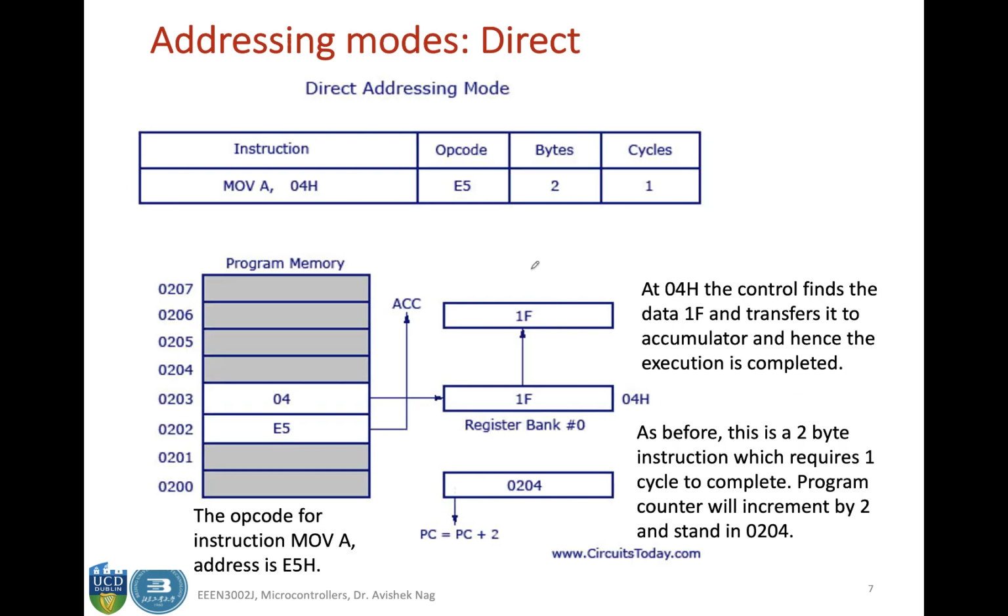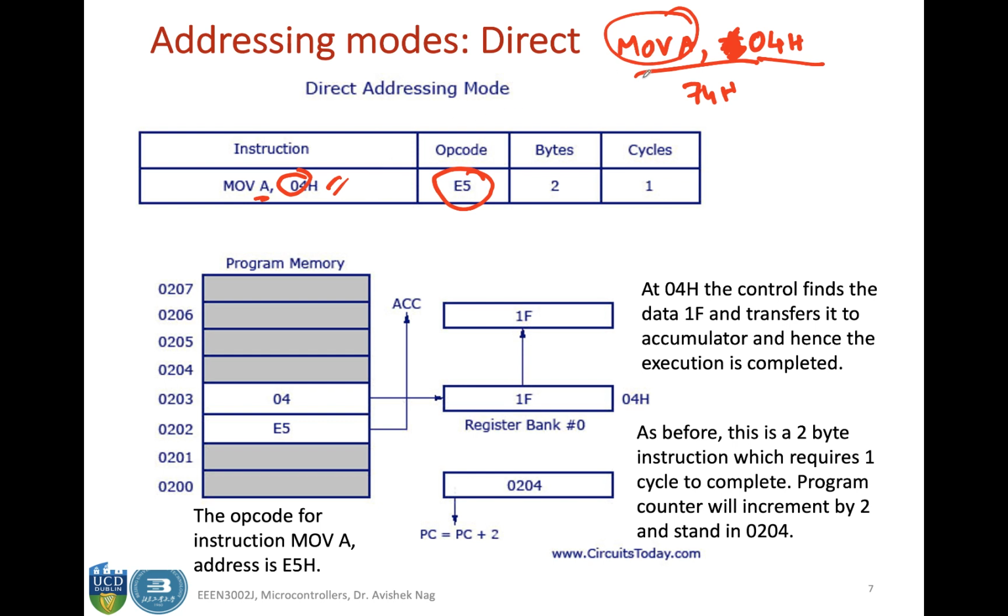And here is the schematic of what is happening for this addressing mode. When you are using MOV A with a direct addressing mode, the opcode is E5. Notice when you are using MOV A with the immediate addressing mode, with a hash symbol here, the opcode for MOV A is 74 hex, as you saw in the previous example. But when you don't have this hash symbol, and this signifies the address of the register, then the opcode changes. So this opcode is E5.